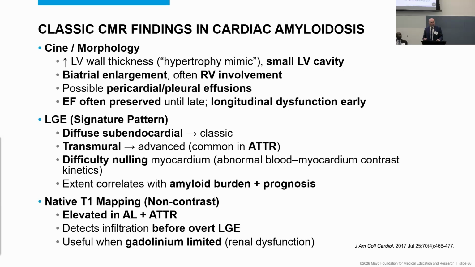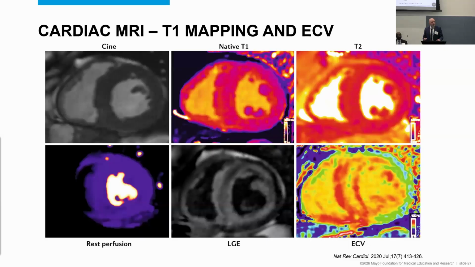And then the T1, which I'm going to have some images of, will be elevated in both TTR and AL. And again, you can monitor it in individuals to whom you can give gadolinium if you're worried about renal dysfunction. So looking at the T1 mapping and extracellular volume, these are interrelated. If you can get T1 mapping and you have a hematocrit, you can actually calculate your extracellular volume.